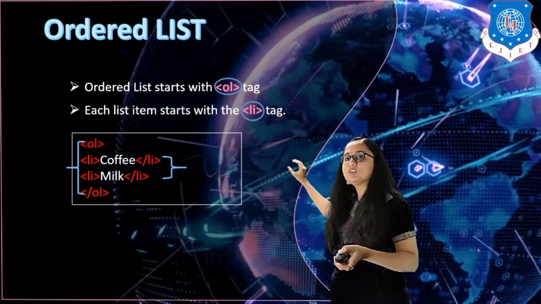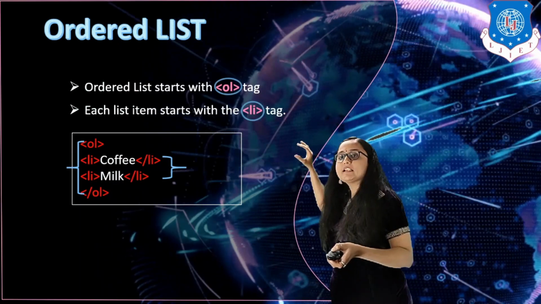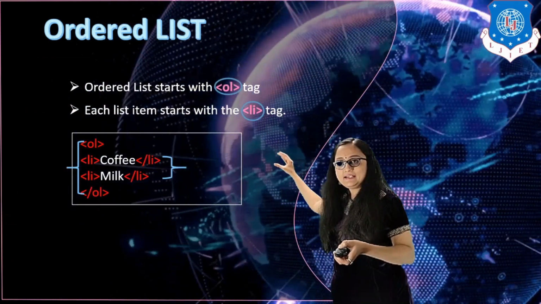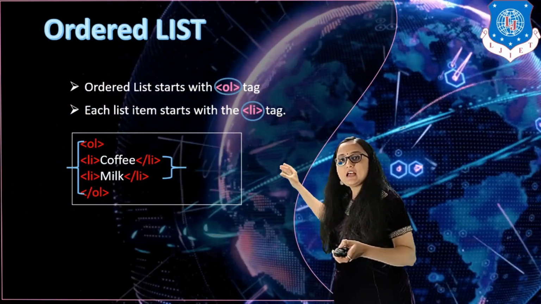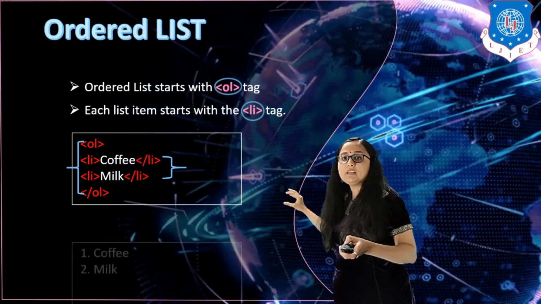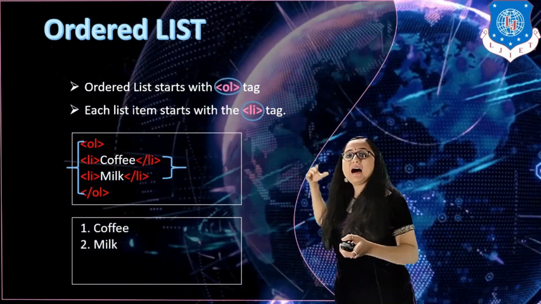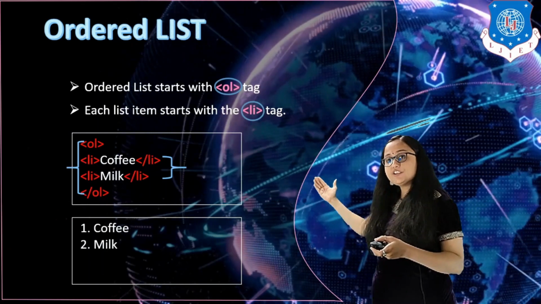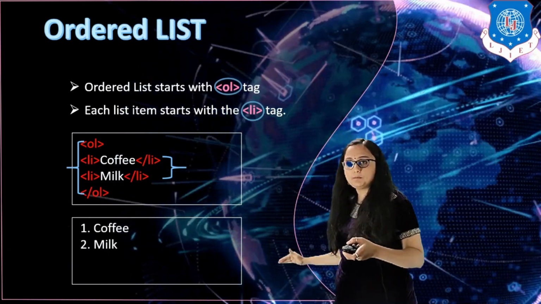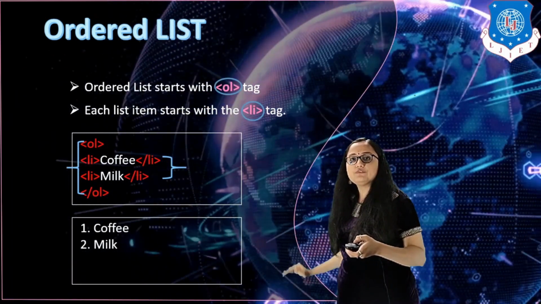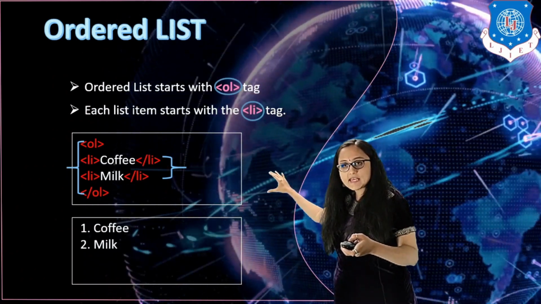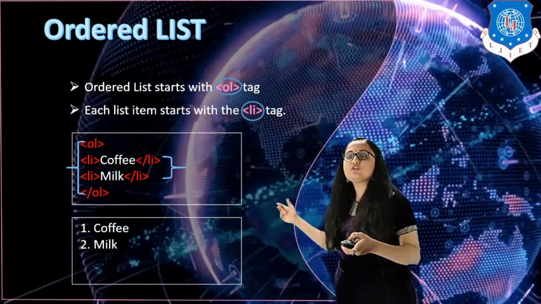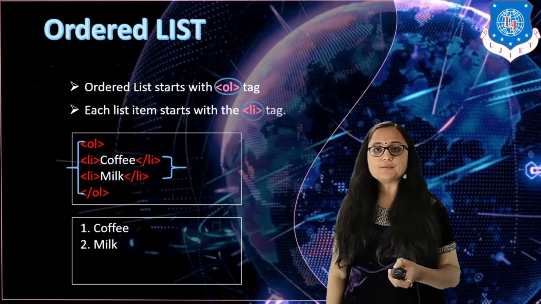You can totally skip the LI closing tag, but it is mandatory to close the parent tag, that is OL. Now I have listed coffee and milk as two list items. By default, the ordered list will display a sequence of numbers, so that is 1, 2, 3, 4. Here there are two list items, so I have two numberings and I have coffee and milk as my list items.